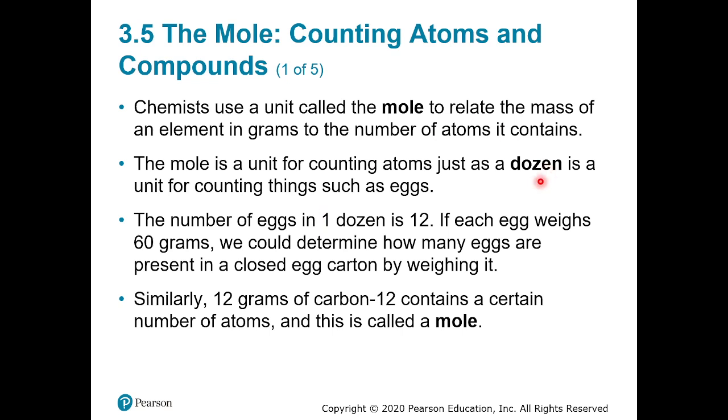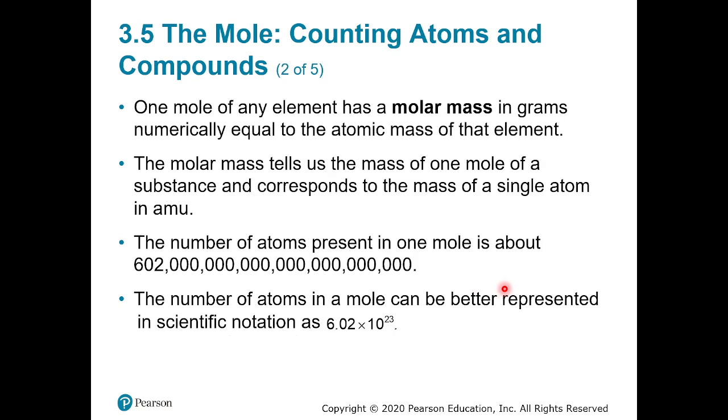Okay, so if we have the weight of those, each egg equals 60 grams, then how many eggs are going to be present in a closed egg carton by weight? Well, we would take the 12, right? And then we would multiply that by the 60. Okay? And that would give us the mass of 12 eggs, wouldn't it? Okay. We're going to do the same thing here with moles. So if we have 12 grams of carbon-12, and it contains a number of atoms that we call a mole, then that's going to give us 12 grams of carbon is 1 mole, isn't it? Okay? Because this is, again, just like saying package.